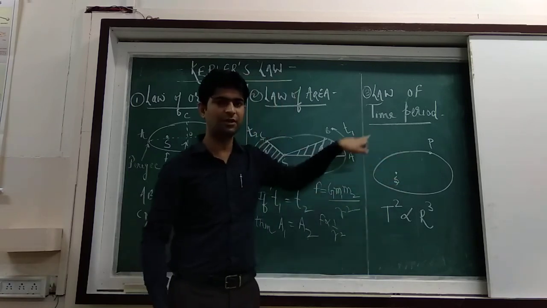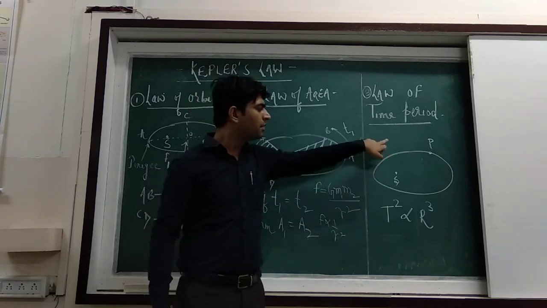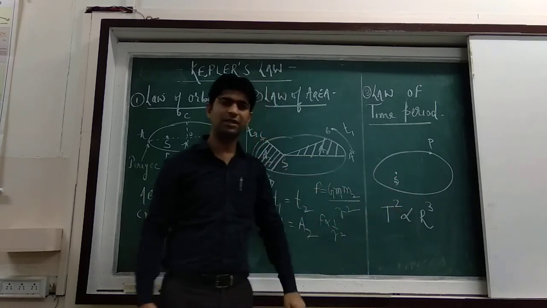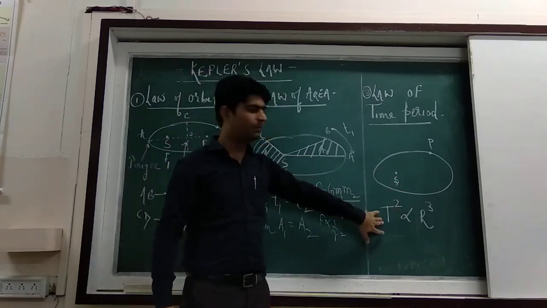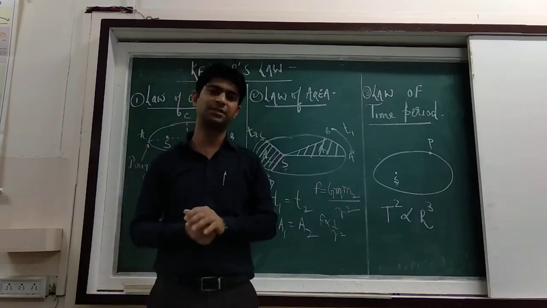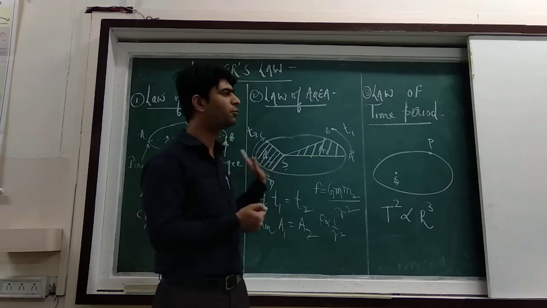The distance will be different for the planet. This is not a uniform circle. This is an ellipse. So we are taking the average distance because the distance is variable with respect to the sun and the planet. So the square of the time period will be directly proportional to the cube of the average distance between the sun and the planet. So these are the three important laws.